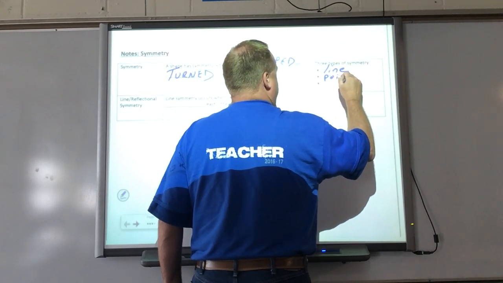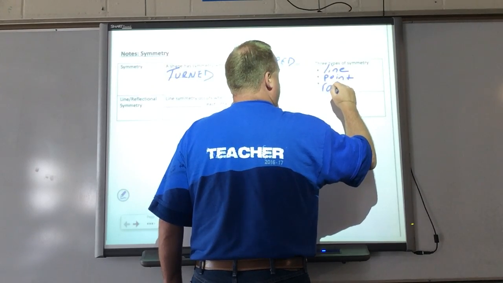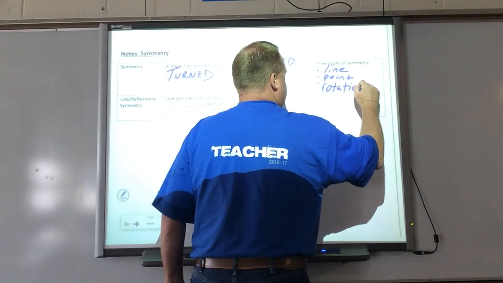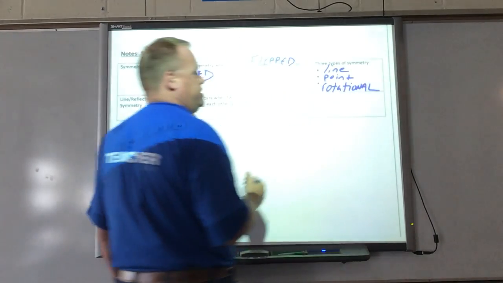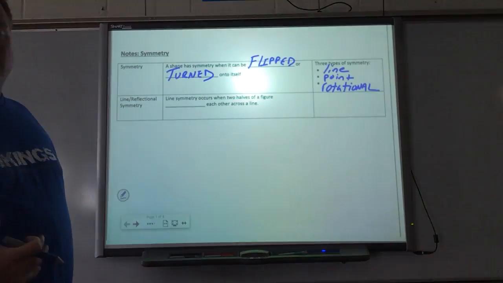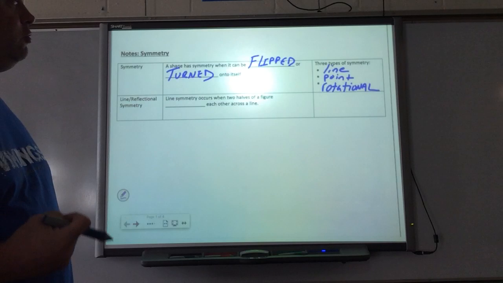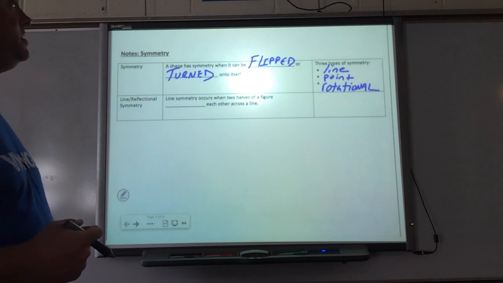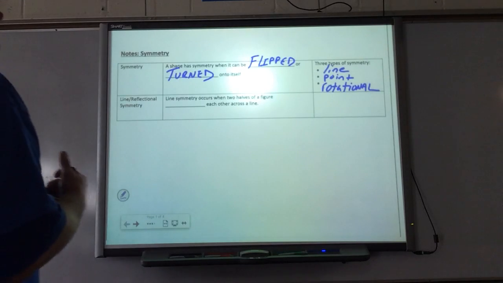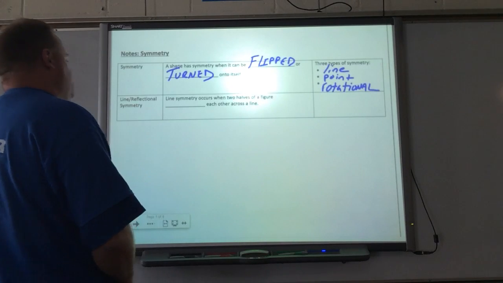The next part of this, three types of symmetry are going to be line, point, and rotational. And we just did rotation this set right before this one, so you should be pretty familiar with rotational symmetry, but there are three types of symmetry. That is line, point, and rotational.